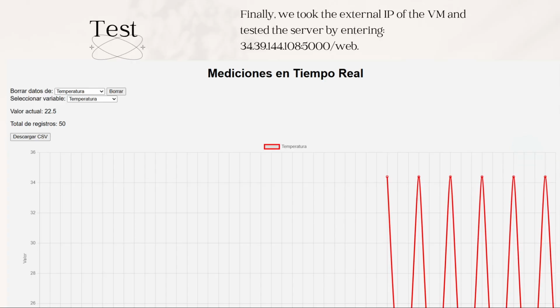Finally, we took the external IP of the VM and tested the server by entering port 5000. This allowed us to confirm that the data sent by the ESP32 could be viewed from any device connected to the internet. Thanks.